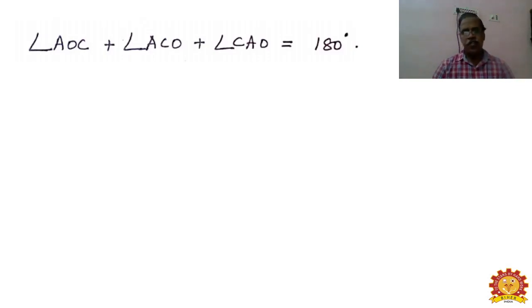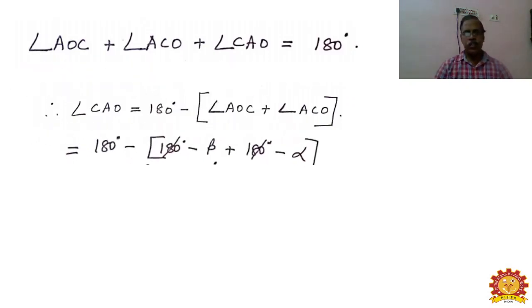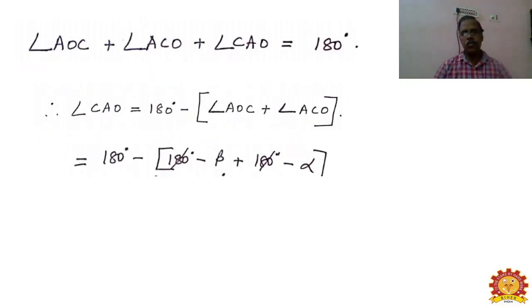Now from this, angle CAO is equal to 180 minus angle AOC plus angle ACO. That simple arithmetic means a trigonometric method where you just bring it from left to right. That's all. If you do that, you have already found the values of angle AOC and angle ACO. By substituting these two values, you will get the solution: angle CAO will be equal to alpha plus beta minus 180 degrees.